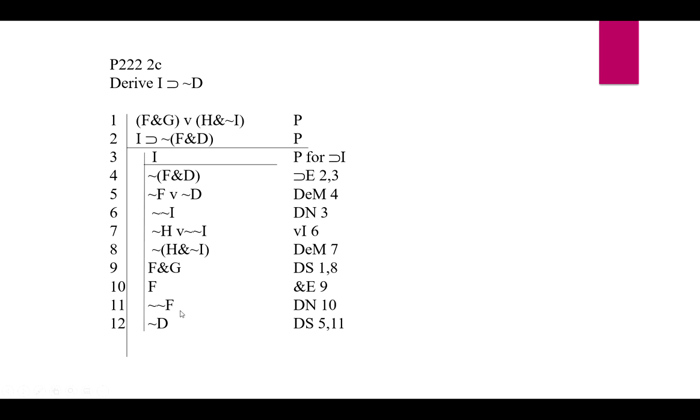So now we've just got the very simple last step, right? We assumed I for conditional introduction. We proved the negation of D. So now we can go back to our main scope line and write down if I, then the negation of D using conditional introduction for that whole subderivation, lines 3 through 12.